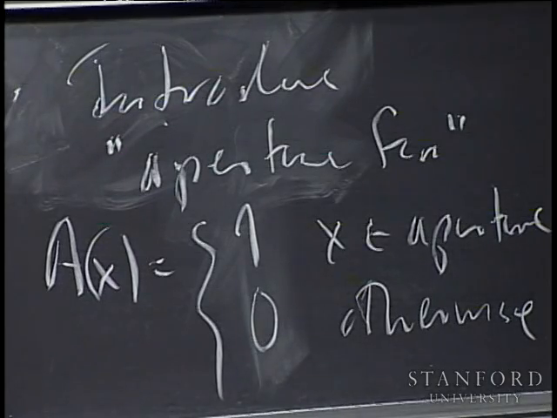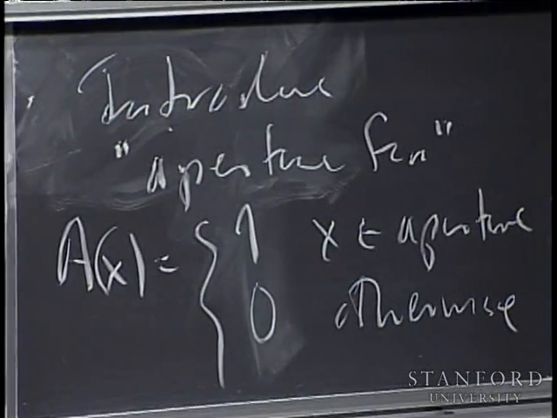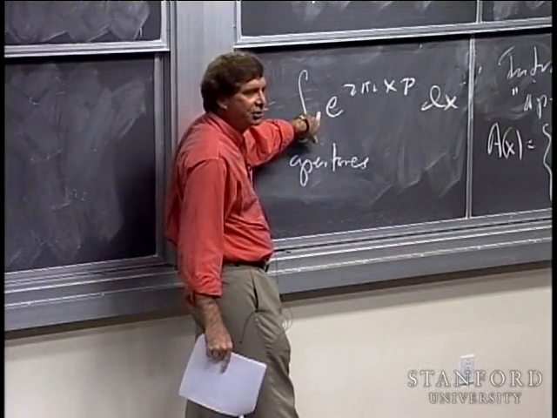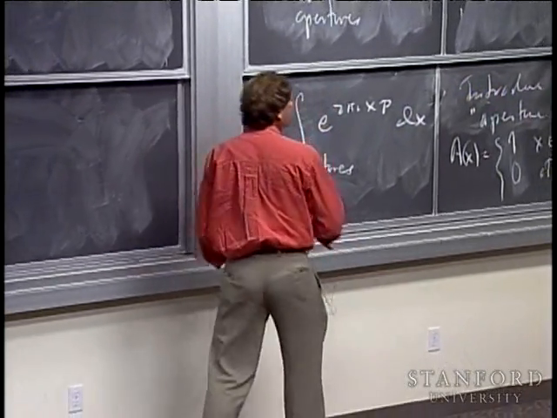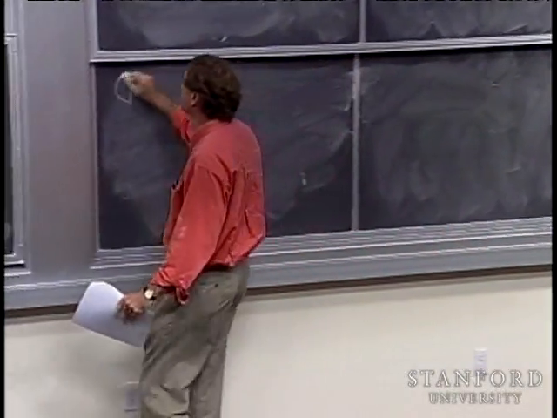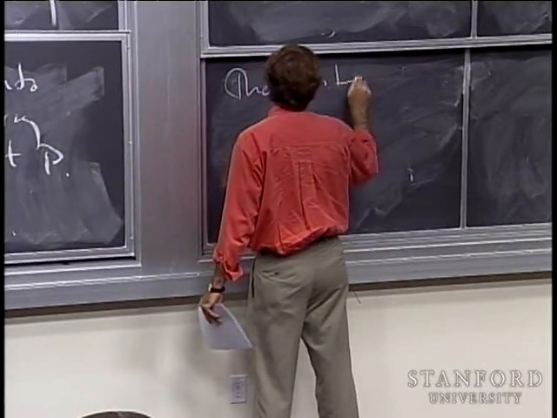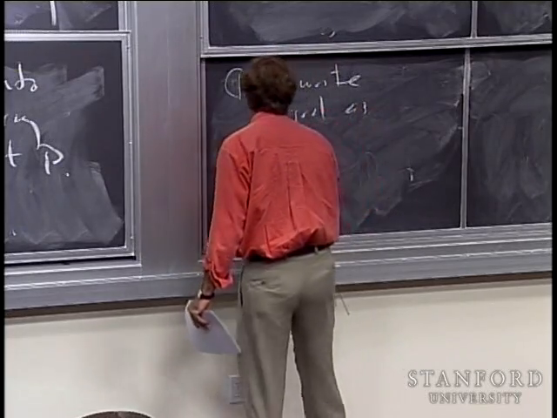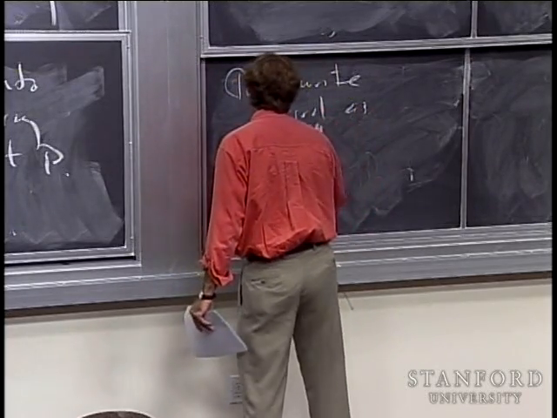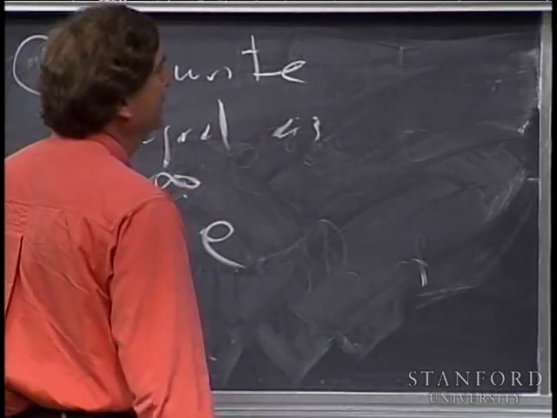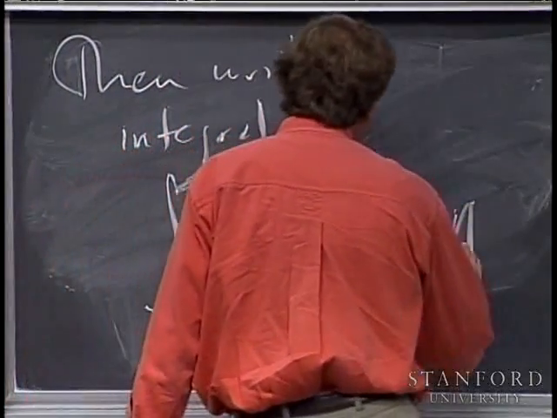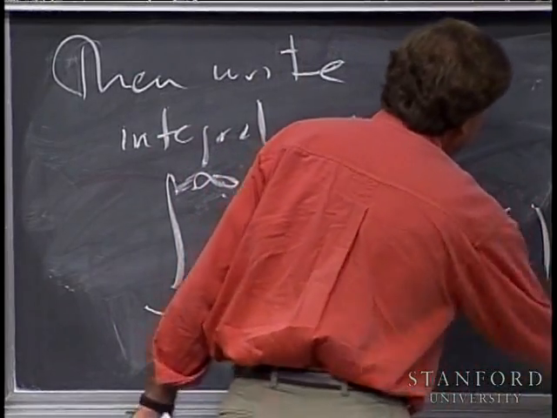I can imagine integrating over the entire aperture plane, that is to say from x going from minus infinity to infinity, of a of x times this, because a of x is only 1 when I'm in an aperture and it's 0 when I'm not in an aperture. So I can write the integral as the integral from minus infinity to infinity of e to the 2 pi i x p a of x dx.